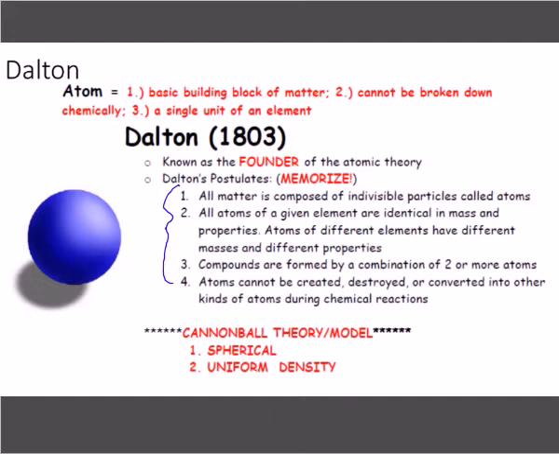Okay? All matter is composed of indivisible particles, meaning they could not be broken down any further. All atoms of a given element are identical in mass and properties. Compounds are formed by the combination of 2 or more atoms. Again, definite proportion. And then they can't be created or destroyed. Conservation of matter. Okay? So very basic, but he took this idea and put it into a postulate or a theory.